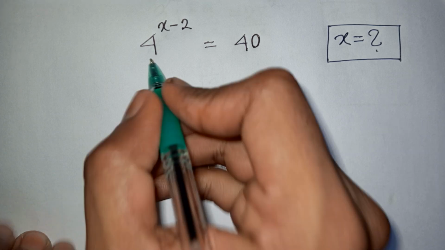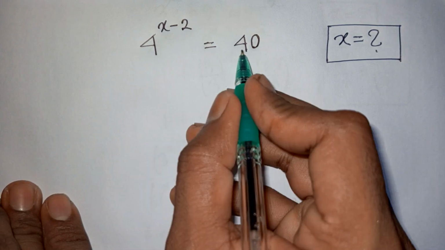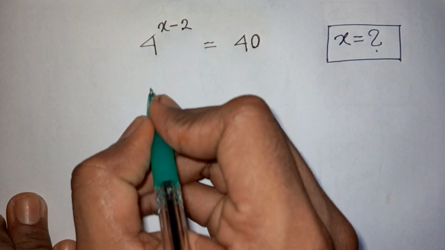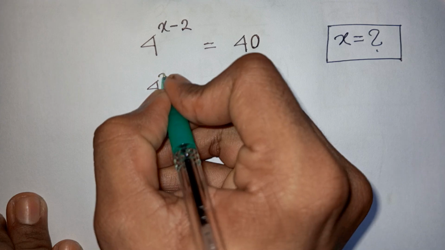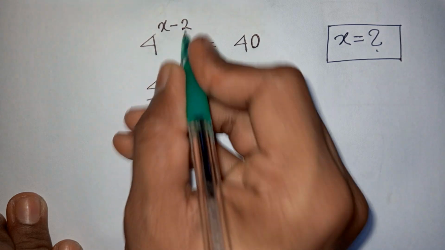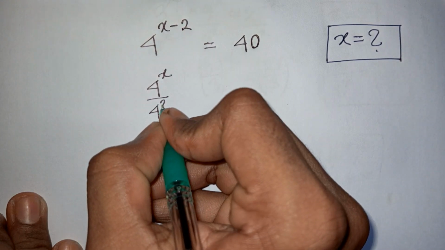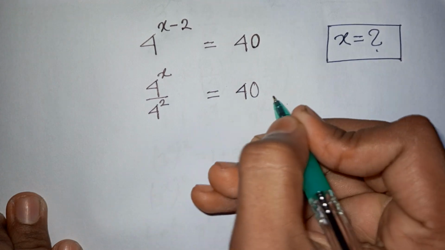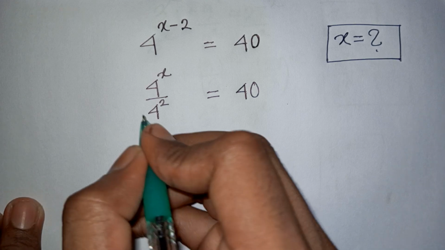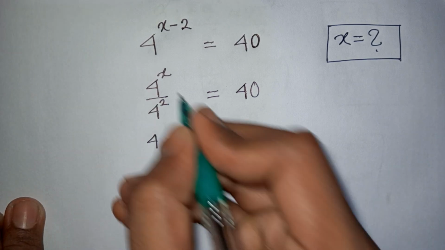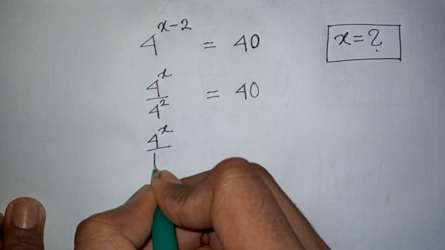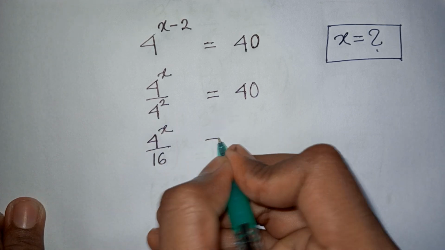How to solve 4 power of x minus 2 is equal to 40. Find the value of x. So we have 4 power of x minus 2, which is the same as 4 power x over 4 power 2, is equal to 40. In the next step, 4 power 2 is the same as 16.